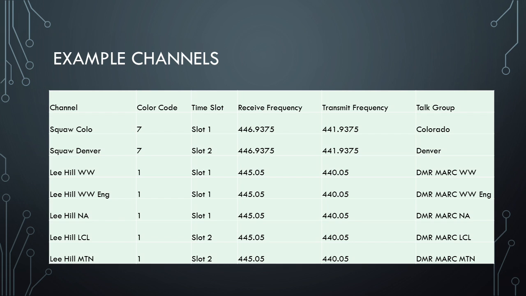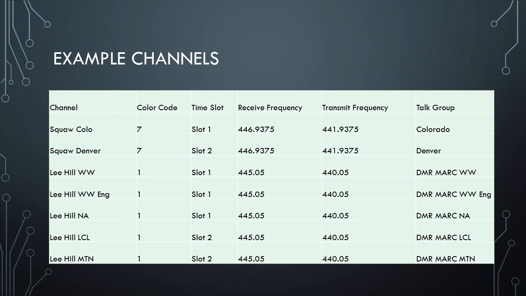So you'll notice on the first repeater, which is our Squall Mountain repeater here at RM Ham, there is one talk group, the Colorado talk group, on slot 1, and there's one talk group, the Denver talk group, on slot 2. Whereas the other repeater, our Lee Hill DMR Mark repeater, has 3 talk groups on slot 1 and 2 talk groups on slot 2. And that's not impossible. It is possible to do.